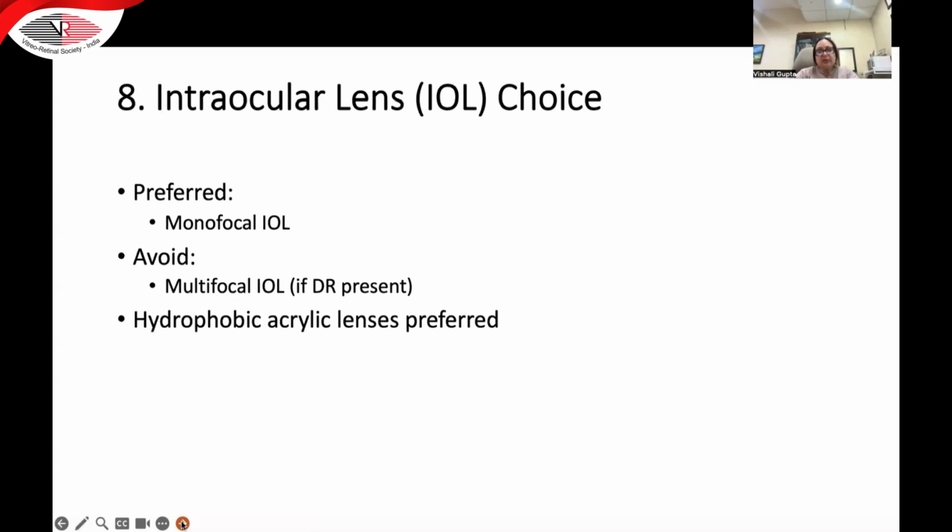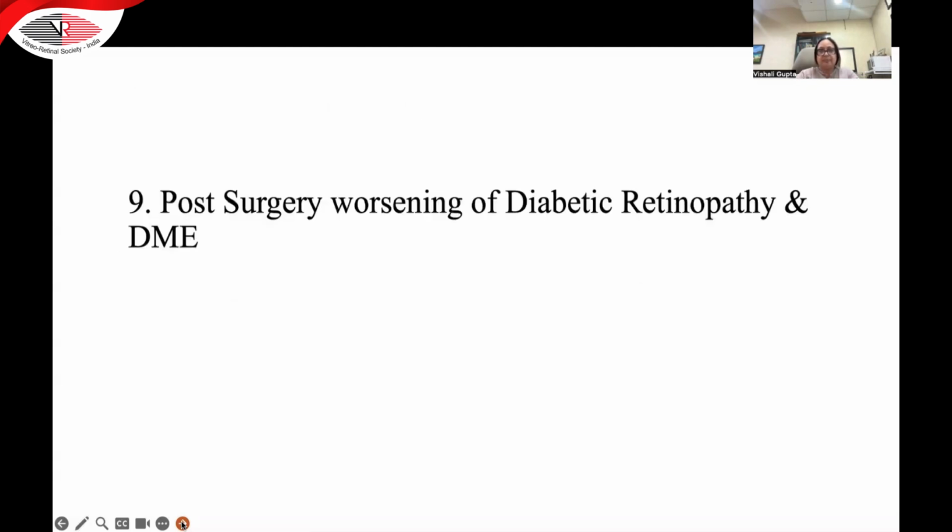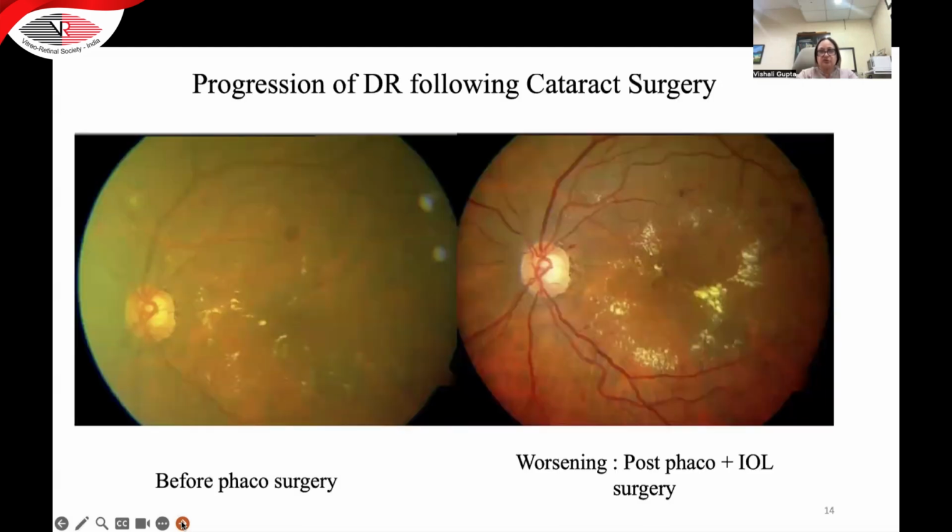Regarding the IOL, monofocal should be preferred. Don't put multifocal, especially if there is diabetic retinopathy. Hydrophobic acrylic lenses are preferred. One of the major issues with diabetics is that you have done a beautiful surgery, but there is worsening of diabetic retinopathy as well as diabetic macular edema after surgery.